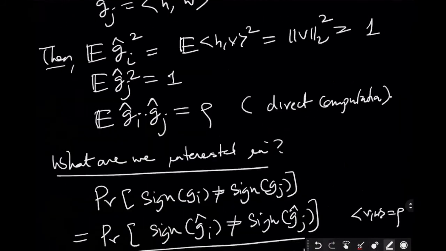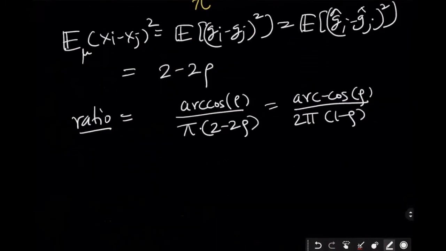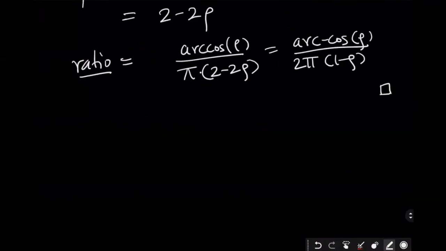But that's it. It's like a very simple geometric calculation. You can simply compute this ratio and use calculus to minimize it over all possible values of the rho, which takes the value between plus and minus 1. Okay, so we are basically done here. Again, any questions?